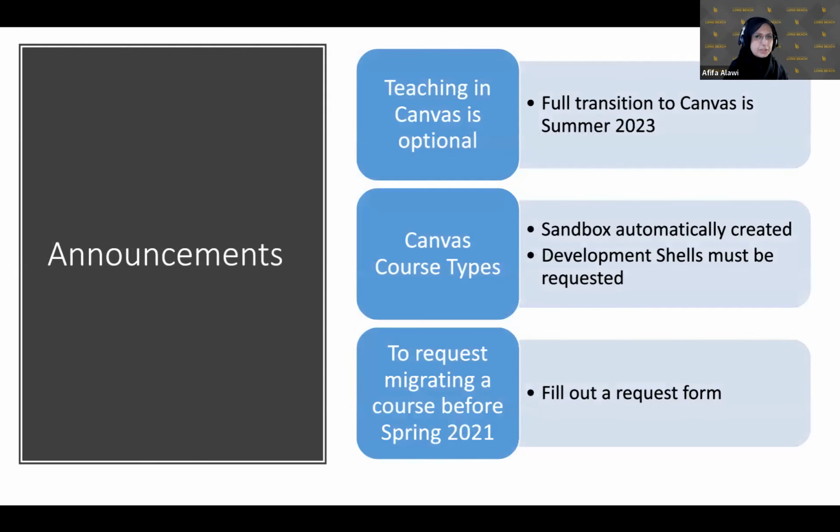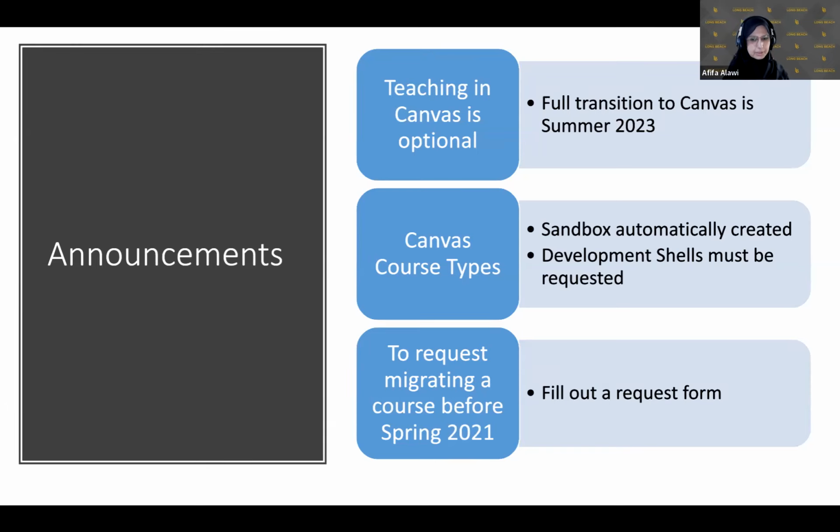Some announcements. Teaching in Canvas is obviously optional. If you don't feel like you're ready to teach in Canvas, feel free to just stay away from Canvas at the moment, because the full transition is not going to happen until the summer of 2023. But by summer of 2023, there will not be an option. Beachboard will not be an option as LMS on our campus at CSULB. So please make sure to attend our trainings, we are offering tons of trainings throughout the fall semester, and make yourself familiarized with Canvas, because starting summer of 2023, Beachboard will not be an option as LMS.